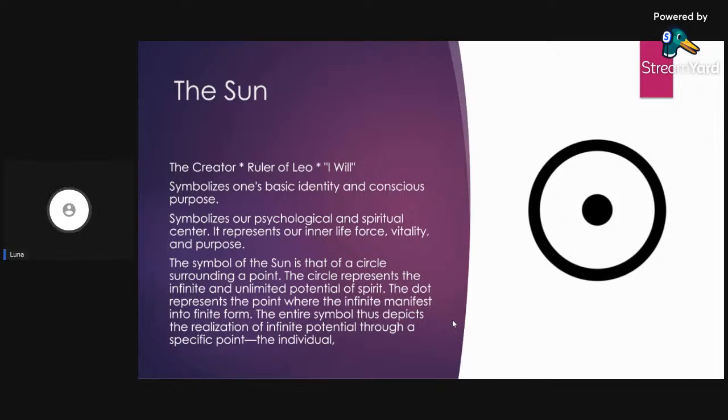The symbol of the sun is that of a circle surrounding a point. The circle represents the infinite and unlimited potential of spirit. The dot represents the point where the infinite manifests into finite form. The entire symbol thus depicts the realization of infinite potential through a specific point, the individual. Hence, the sun sign signifies our individuality and sense of identity.